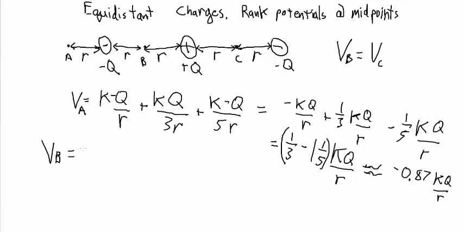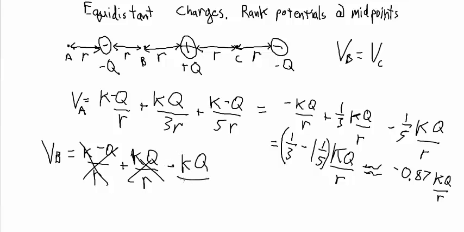Looking at point B, it's still a 1r distance away from a negative charge. Ooh, but also a 1r distance away from a positive charge. So those two are going to cancel each other out, and we're just left with the potential from this charge over here, which is a negative, and it's 1, 2, 3r away. So this one is more positive than at point A. So therefore, point B and point C have higher potential.